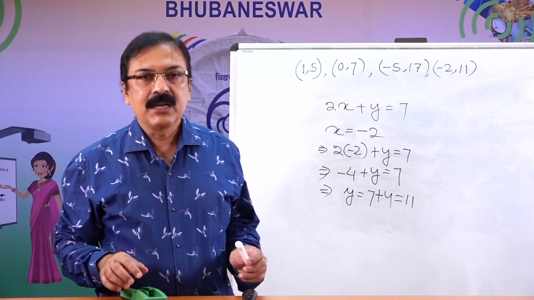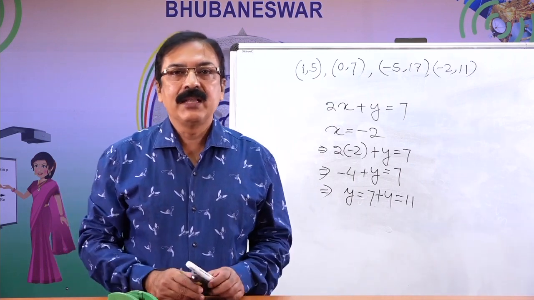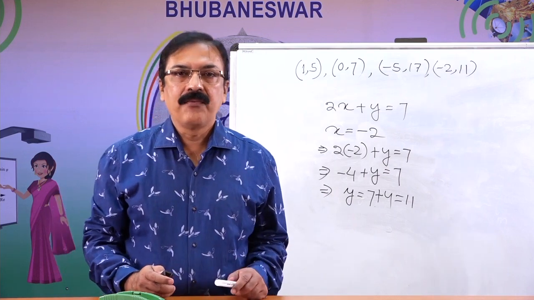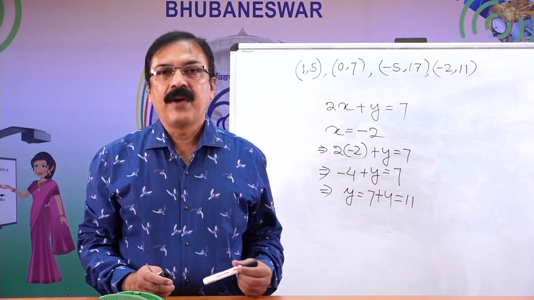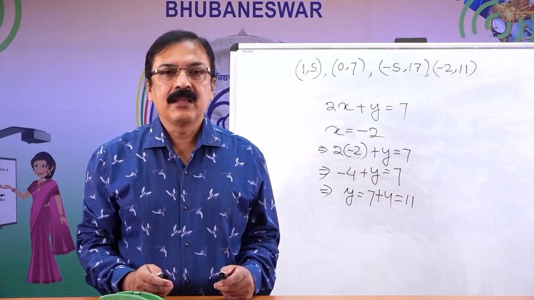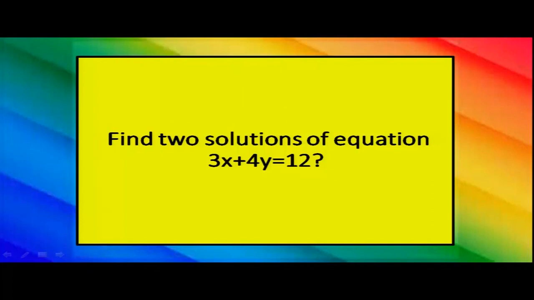You see, if an equation is given, we can find the solution by taking any value of x and finding the corresponding value of y. Let's see another example. Find two solutions of equation 3x plus 4y is equal to 12. Here is another equation: 3x plus 4y is equal to 12.